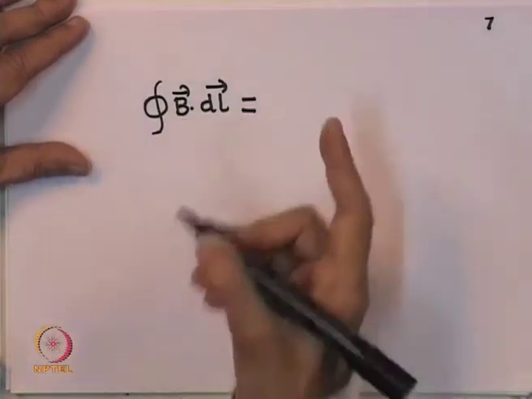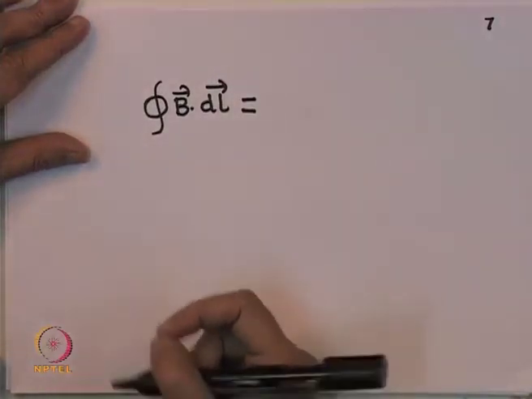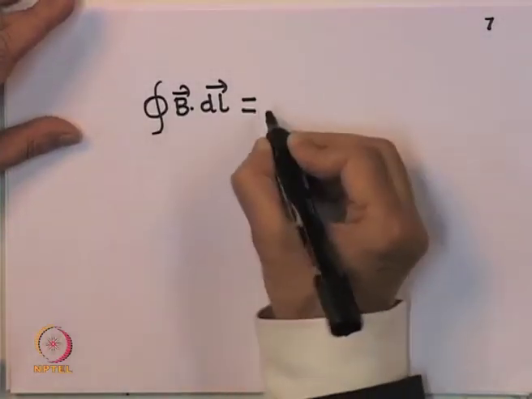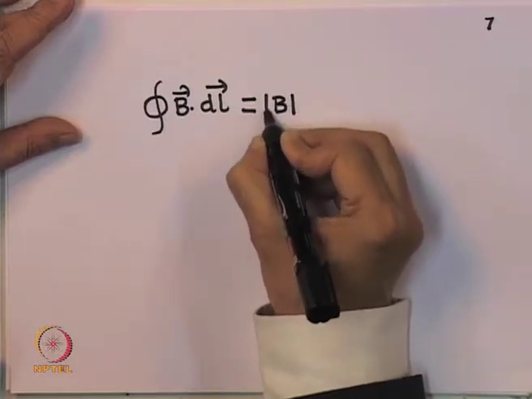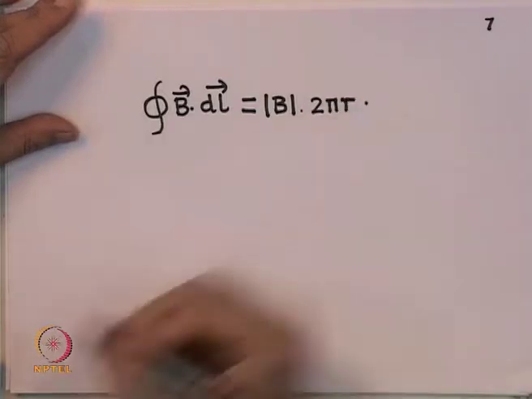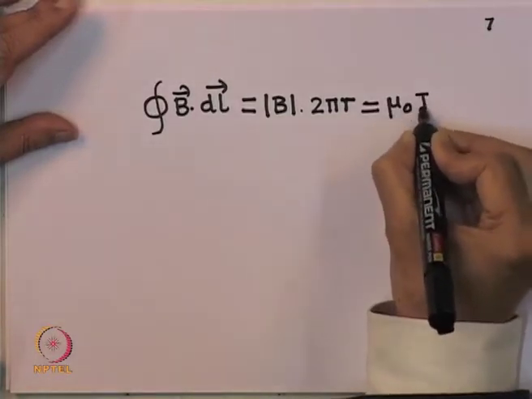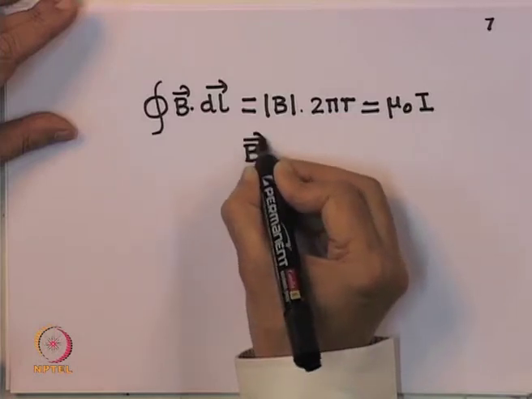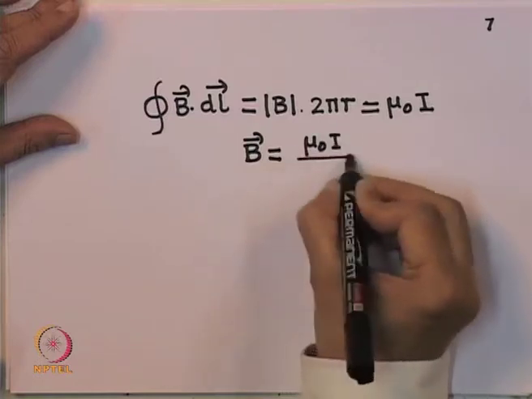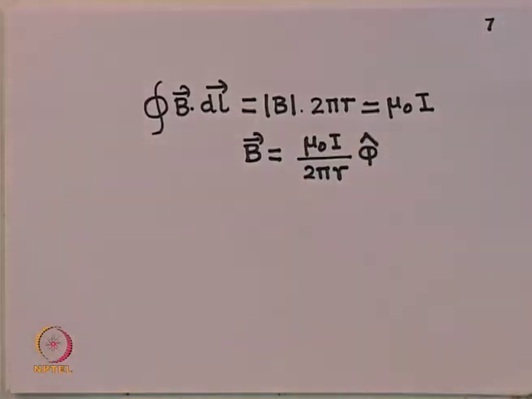Since B is azimuthal and the circle that I take is also in the same direction, B dot dl is the same as the magnitude of B times the magnitude of dl. Since the magnitude of B is the same, the integration over dl will be nothing but 2 pi times r, and that must be equal to mu 0 times the current flowing through. In other words, the field B at a distance r from the wire is given by mu 0 I by 2 pi r, that is its magnitude, times of course the unit vector in the direction of phi.